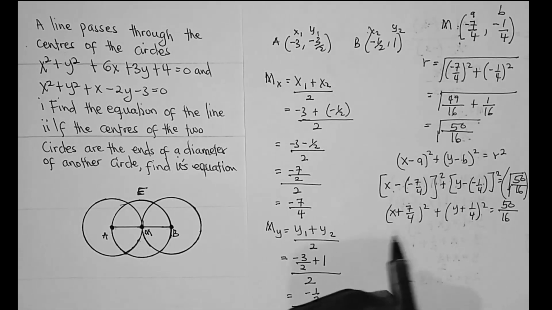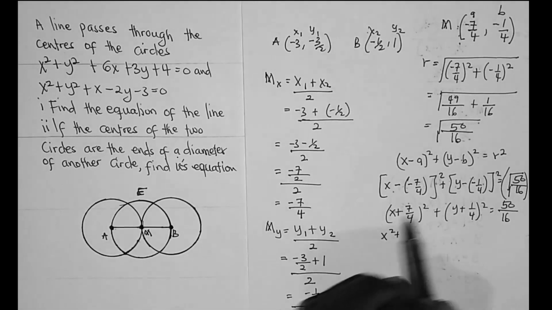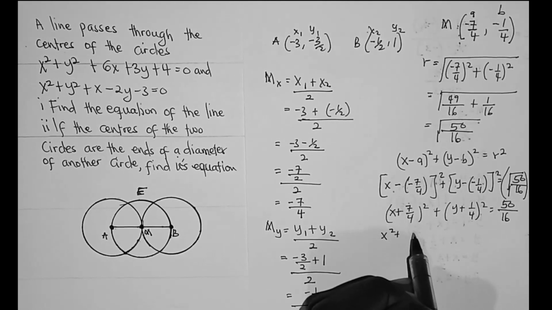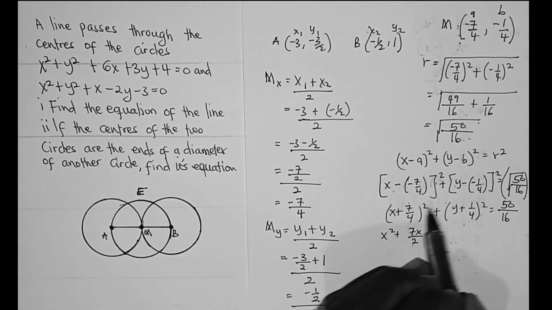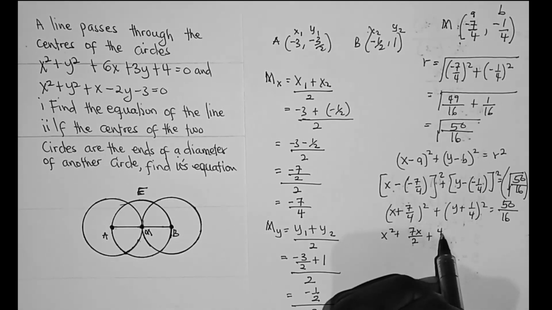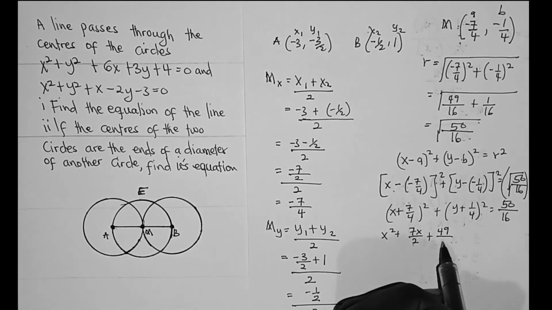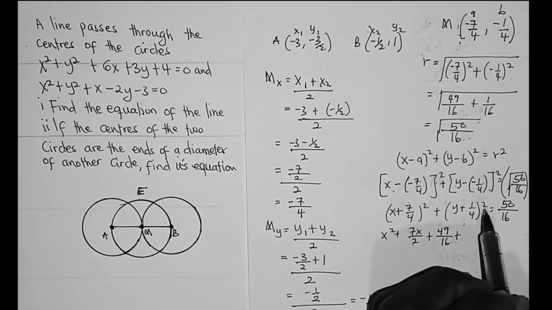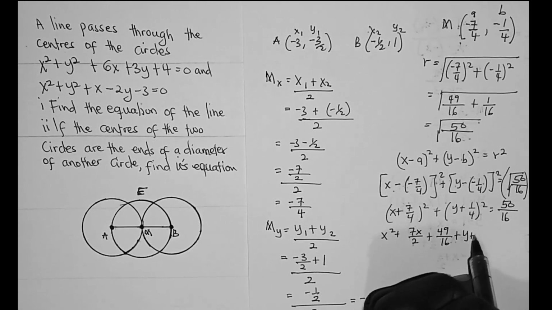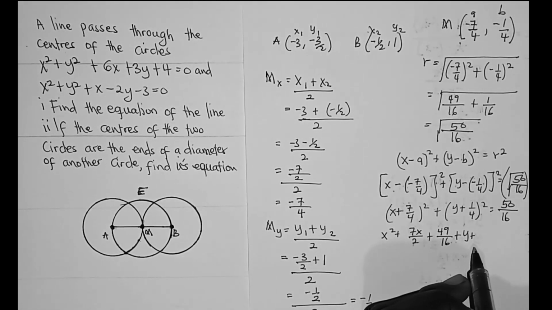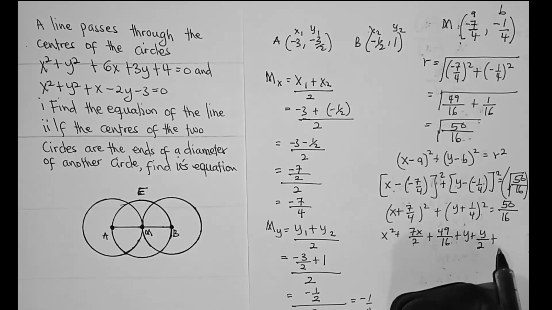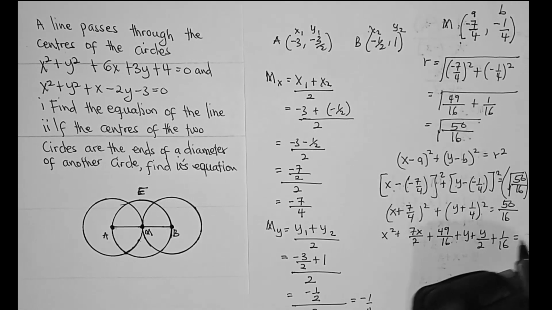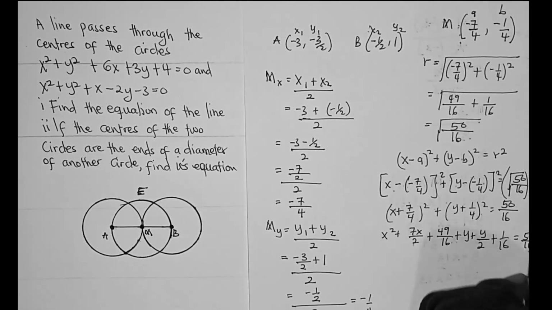So in expanding the bracket, it becomes x squared, then plus 2 times x, which is 2x, times 7 over 4 becomes 7x over 2, then plus 7 over 4 squared. 7 squared is 49, divided by 4 squared, which is 16, then plus y squared plus 2 times y, which is 2y, times 1 over 4. It becomes y over 2. Then plus 1 over 4 squared becomes 1 over 16 equals 50 over 16.